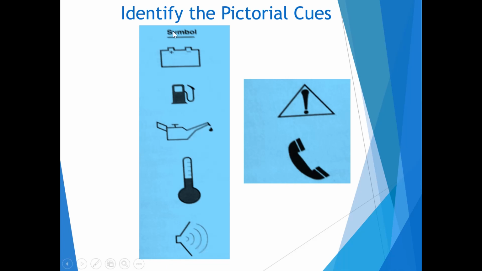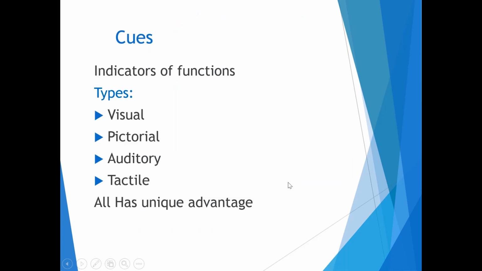The symbols are given. So obviously if anyone sees this symbol, we can easily identify this is for battery or charge. The next symbol here, any guesses? This is for fuel. Then the third one, oil pressure. The fourth one we can find out easily. It is giving the hint, that it is for temperature. The next one is for alarm or public address. This is as simple as these are the warnings, and the last, that is telephone. So these are the pictorial cues.